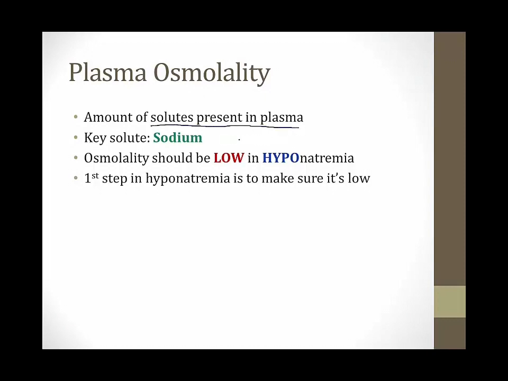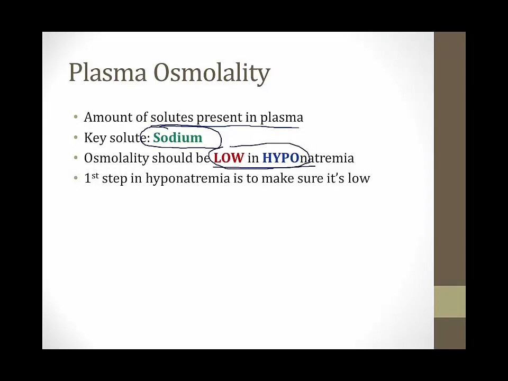The plasma osmolality is a measurement of the amount of osmotically active solutes that is present in the plasma, and one of the most important osmotically active solutes is sodium. When the sodium level is low, the osmolality should also be low. That's because sodium is a key contributor to the osmolality. So you can always remember that osmolality should be low in hyponatremia, and these two words rhyme, and that always makes it easy to remember.